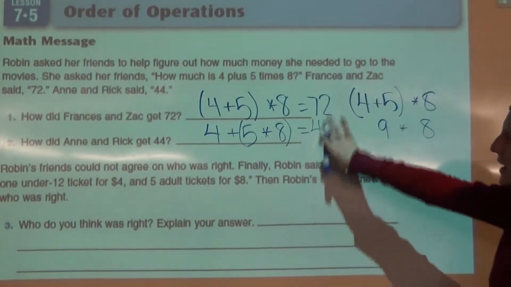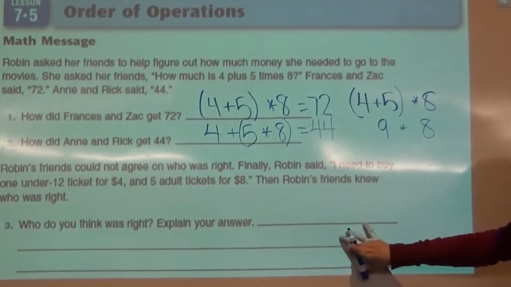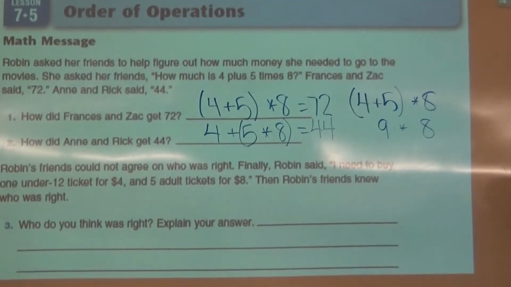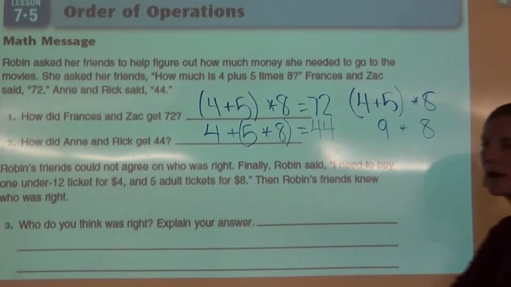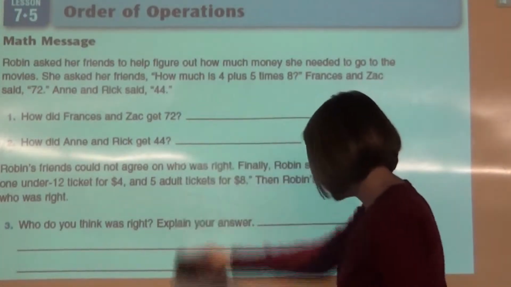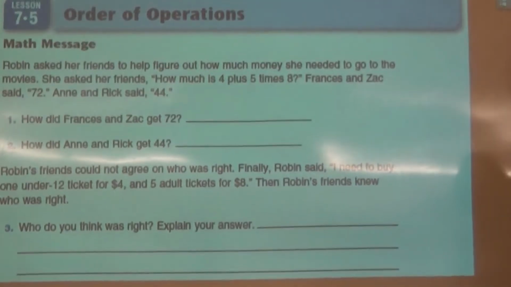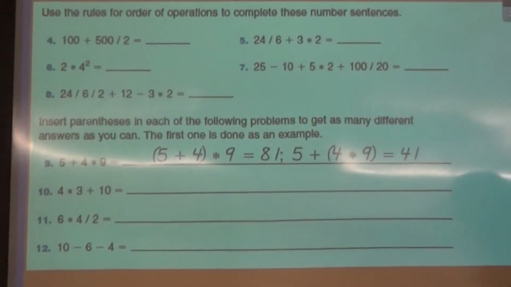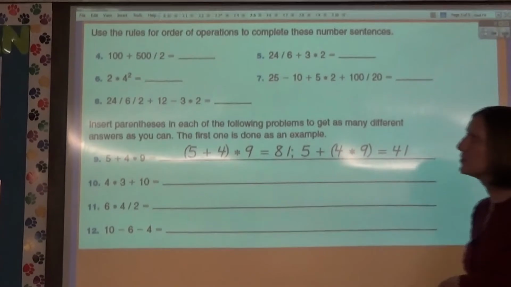So you need to go back and look at what they did and then decide who did it the right way using those parentheses, and how can you explain that. We'll let you figure that part out on your own. Let's take a look at some problems though where you're going to use all of the orders of operations. We'll start with number 4.